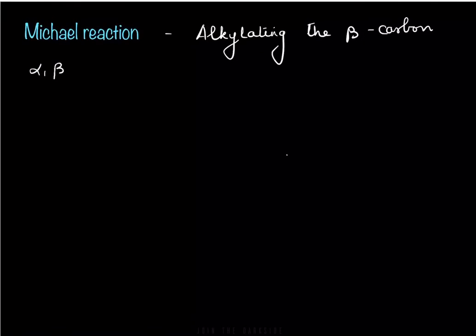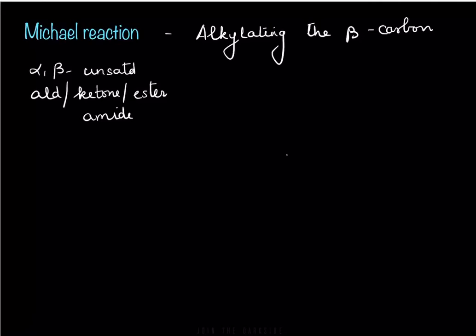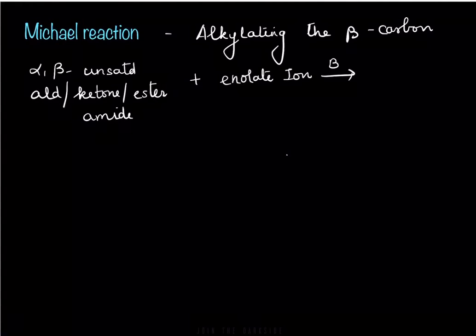Michael reaction uses alpha beta unsaturated aldehyde or ketone or an ester or an amide. Okay, so when you react this with an enolate ion in the presence of a base, you will get a 1,5-dicarbonyl compound.